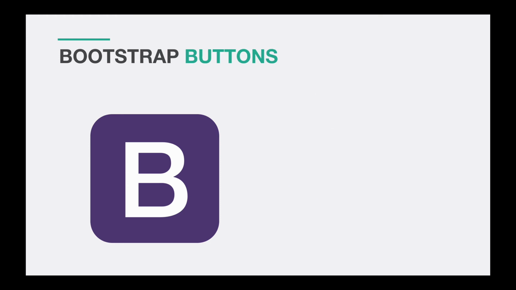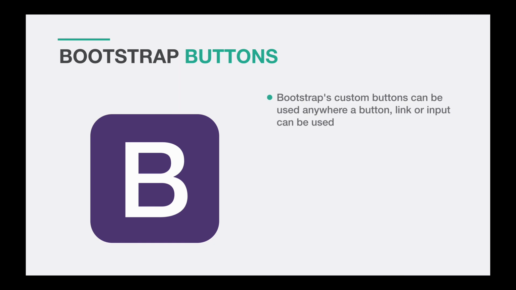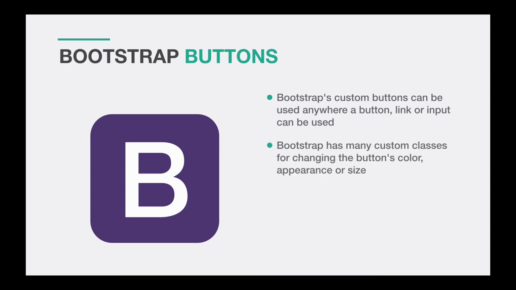All right, so we're going to cover just two components today, and the first one is the buttons. This is probably one of the most common components being used. Bootstrap has custom buttons that can be used anywhere. We can apply these styles to buttons. We can also apply them to links and to inputs as well, like form inputs. In Bootstrap, you can customize the color of these buttons and the appearance and their size as well. Right, and the classes can be used for anchors and input tags as well.